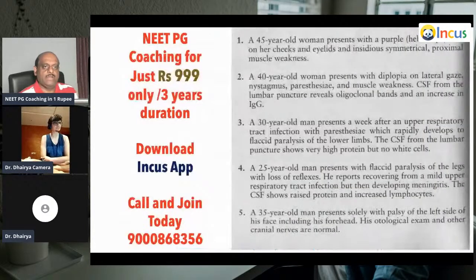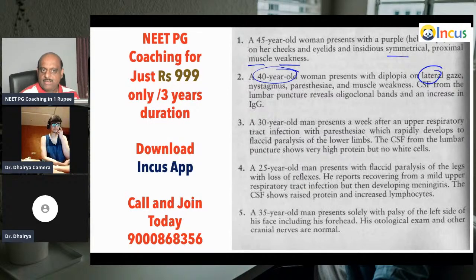Absolutely, doctor. Now, a 45-year-old woman presents with heliotrope rash and symmetrical proximal muscle weakness. Dermatomyositis. Absolutely. A 40-year-old woman with diplopia on lateral gaze, presence of nystagmus, paresthesia, muscle weakness, and there are oligoclonal bands in the lumbar puncture, and there is an increase in immunoglobulin G in the CSF. So, what is your diagnosis?